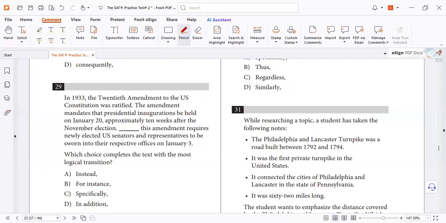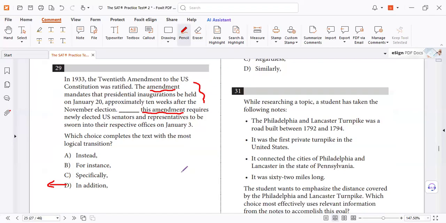Letter C. No, letter D. Specifically, you are going to mention something from the elements. He said this amendment. It's the same. How? So we add the same point previously. Did you catch it? Yes. Yeah.